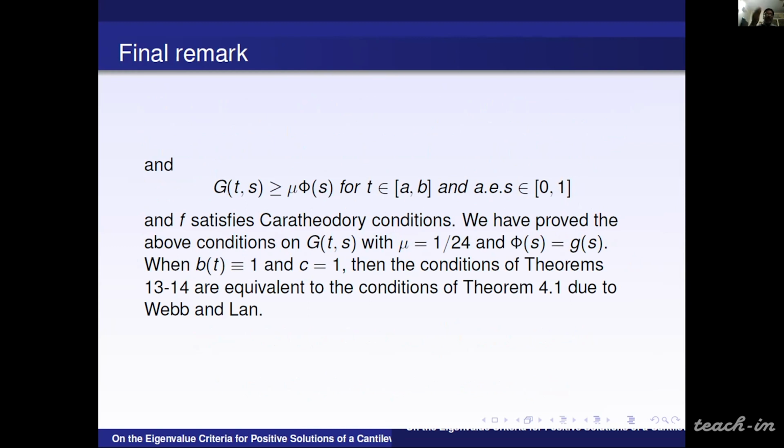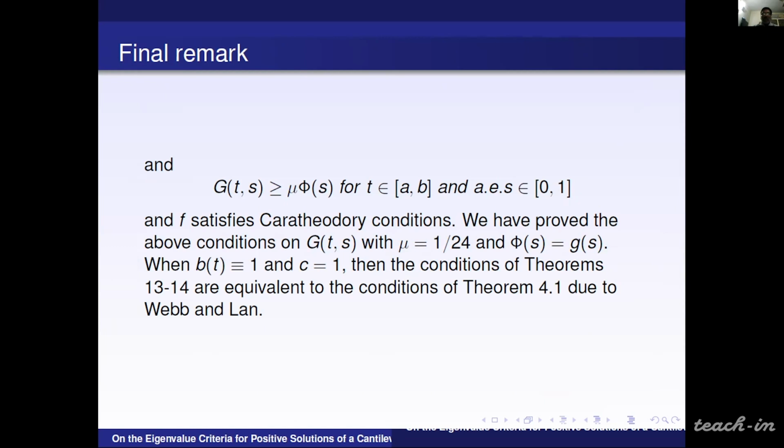In fact, the Green's function we have obtained here automatically satisfies all the properties with mu equal to 1 by 24 and P of S equal to G of S. So when VT equal to 1 and C equal to 1, the conditions and the result we get in our theorems are equivalent to the conditions of theorem 3.1 or theorem 4.1 due to Webb and Lan. In that way, we have improved the result.